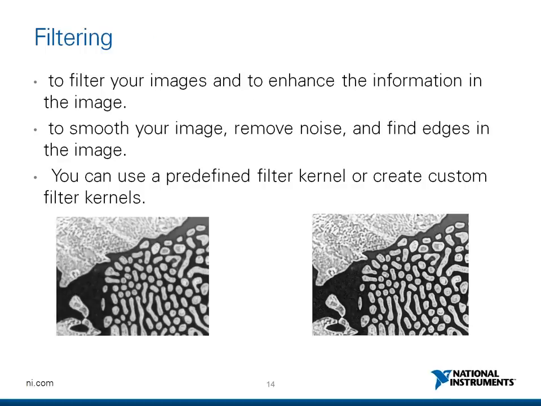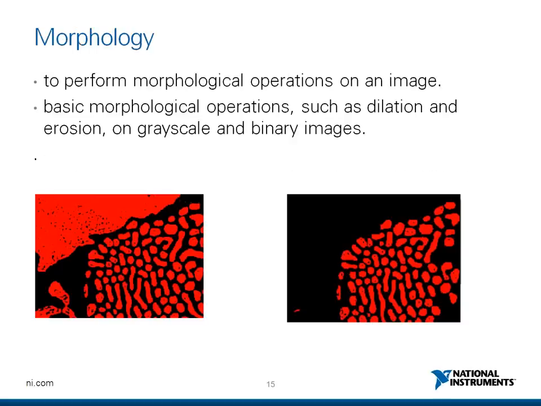Now let's go to morphology. As the word morphology suggests, it has something to do with the structure. And when we say structure of the image, we basically mean the information that is there in the image. So this is basically used to perform morphological operations on an image. So what are the basic morphological operations that we do? Dilation and erosion, on grayscale and binary images.